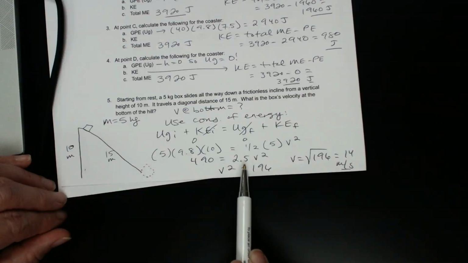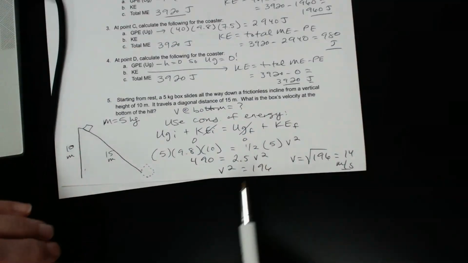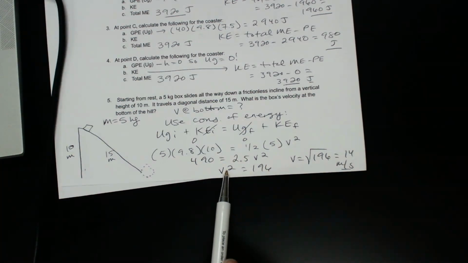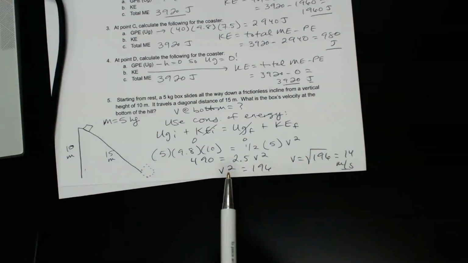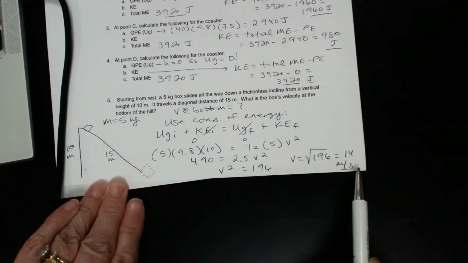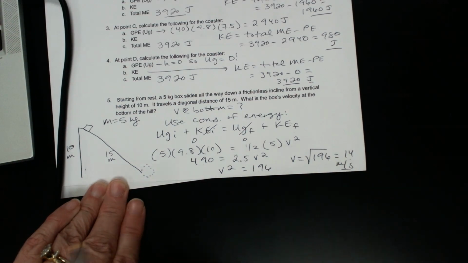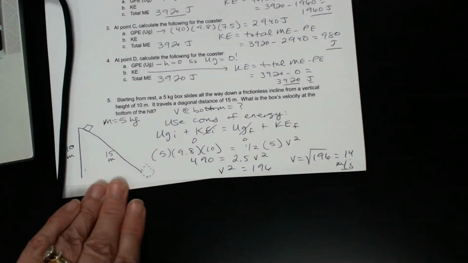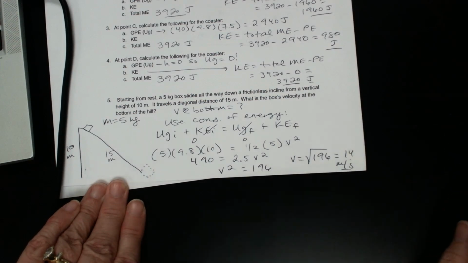Divide both sides by 2.5. I get 196. And that's not my last step. Remember, that's equal to v squared. I don't want that. I want v, so I've got to take the square root of both sides. And when I take the square root of 196, I end up with 14 meters per second. So that's how fast this box is going at the bottom of the hill.